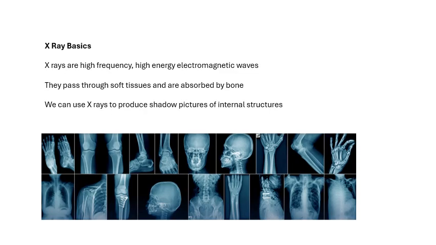X-ray basics. What is an X-ray? As you should know, very high frequency, high energy electromagnetic waves. They pass through soft tissues like skin and muscle and fat very easily, and they are absorbed mostly by bone. We can use X-rays to produce shadow images of internal structures, like if you want to see if somebody's got a broken bone.